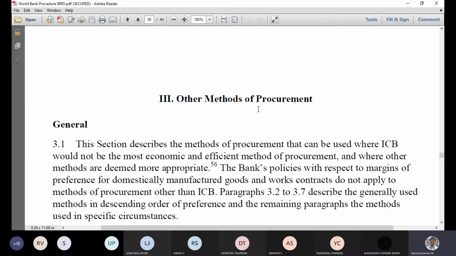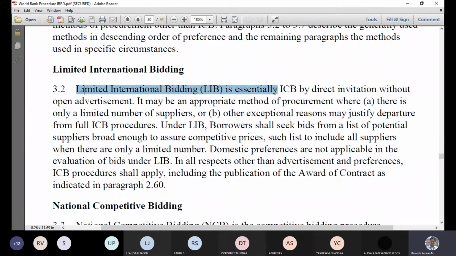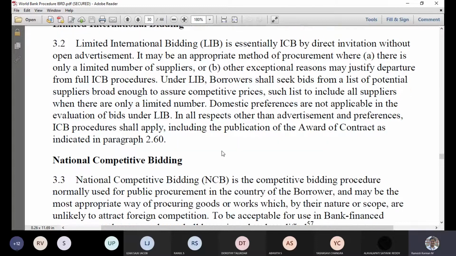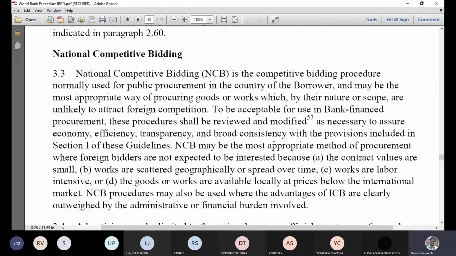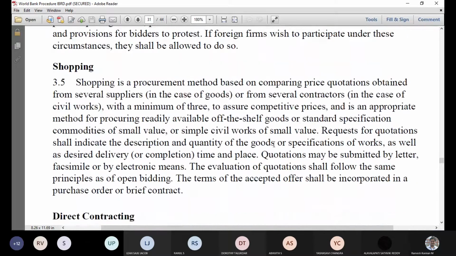These are some of the other methods of procurement, like as I told you, limited international competitive bidding, which is not as comprehensive as international competitive bidding, but they shall seek bids from a list of potential suppliers or companies who have done their job pretty well. Even domestic preference is not preferred here because they want to look for specialized people. And national competitive bidding is within the country. And shopping is also a procurement method.